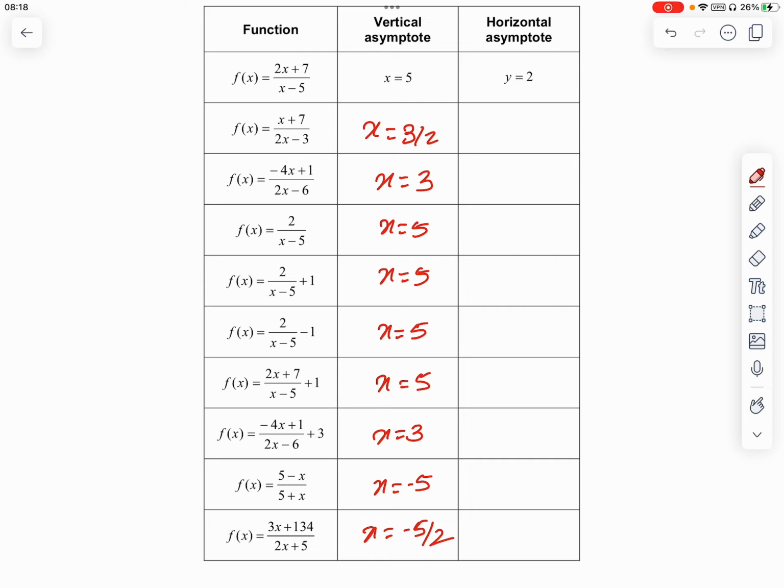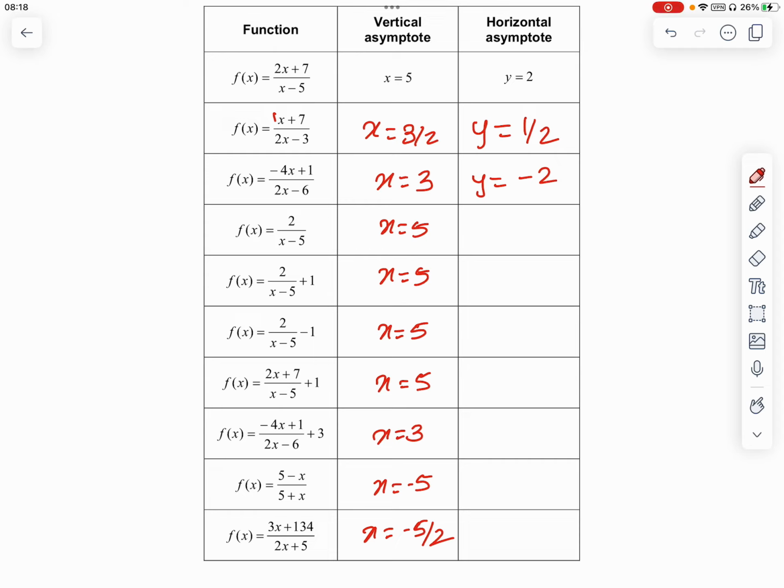For finding the vertical asymptote, what is the thing that we need to do? Make the denominator equal to 0. So we get the vertical asymptote. But for horizontal asymptote, there are two conditions. If the degree of the numerator is the same as the degree of the denominator, then we divide the coefficients. So over here 1 upon 2. Over here minus 4 upon 2 becomes minus 2.